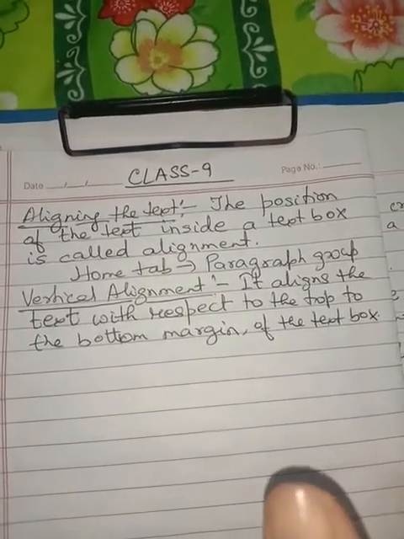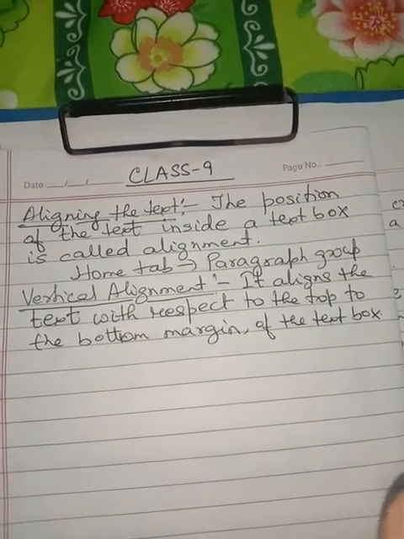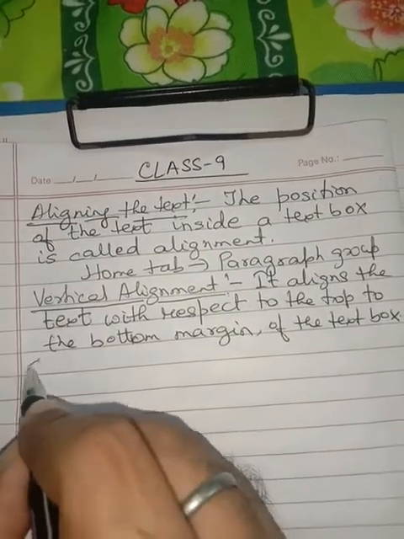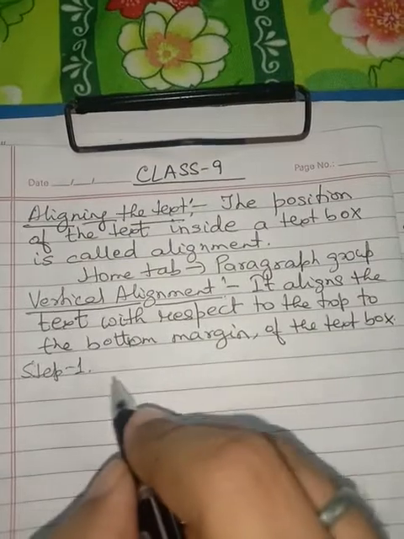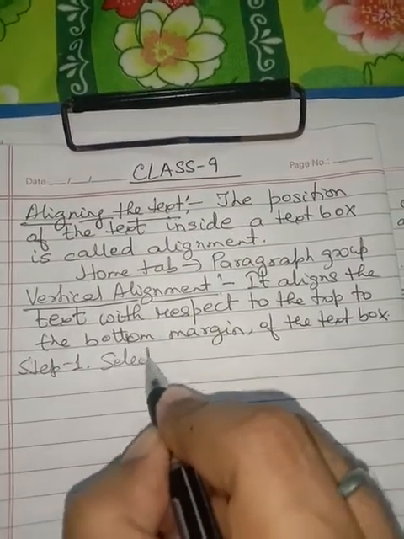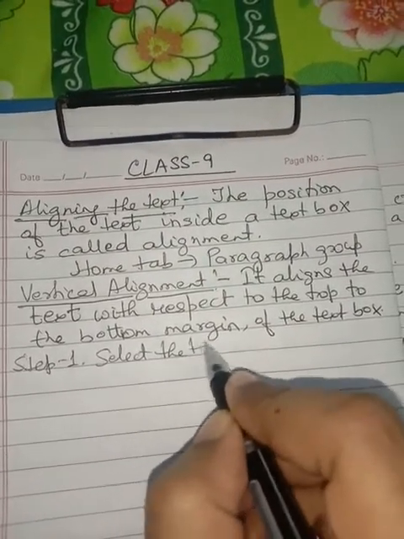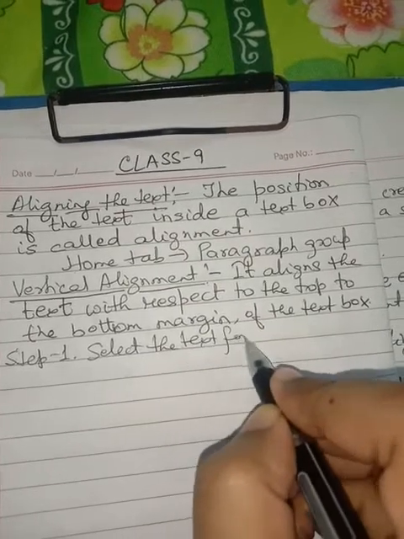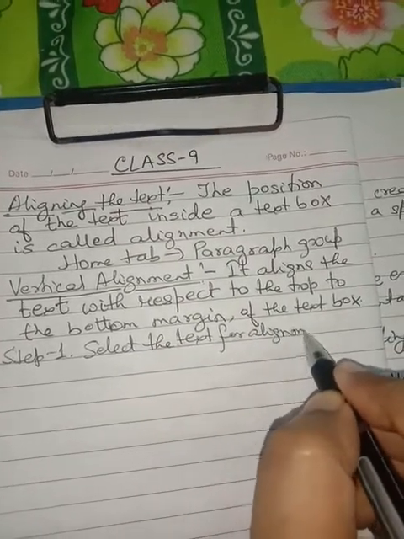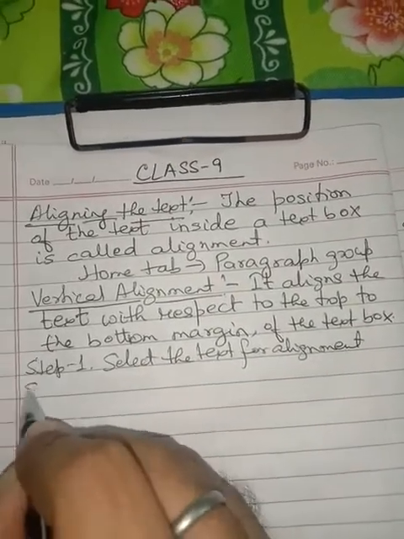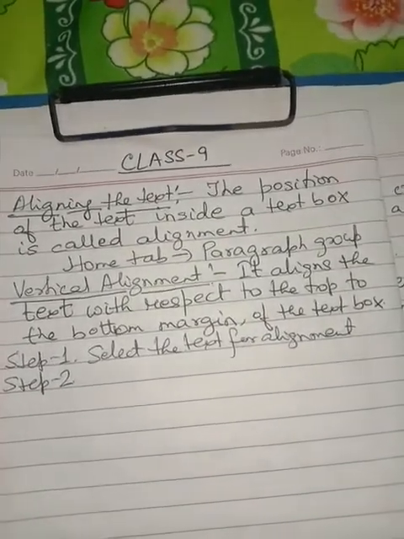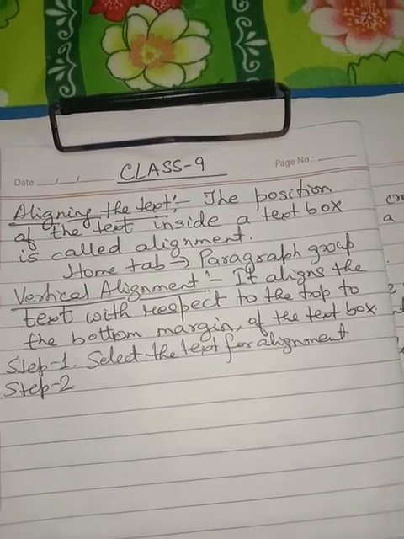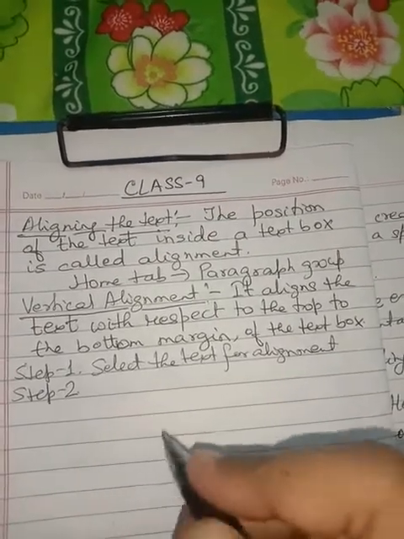So in order to align, we have to follow certain steps. First of all, step 1, select the text for alignment. Step 2, click on the home tab and then on the paragraph group and then on the align text option.